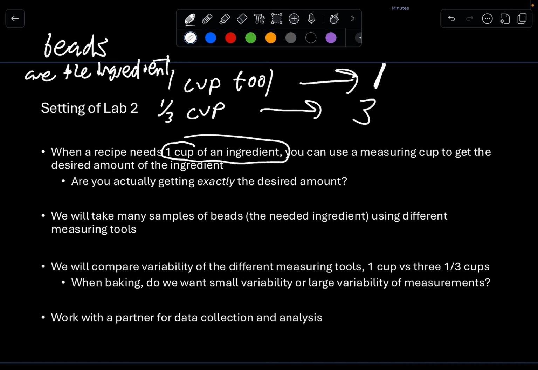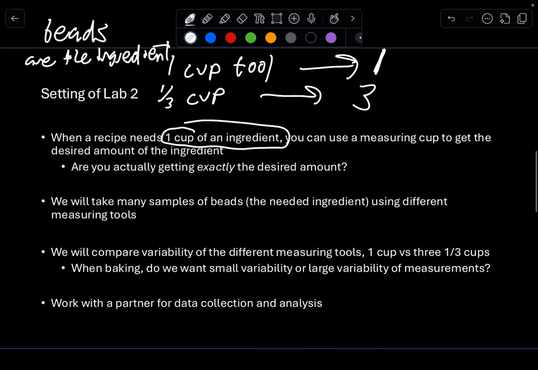So using these two different measuring tools, we're going to be calculating variability. We're going to use a 1 cup tool and then a 1/3 cup tool. And we're going to be weighing these amounts that we get. So we're going to repeat this process many times. We're going to randomize the order.